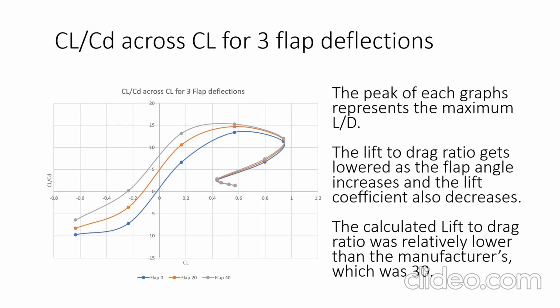If we look at the CL over CD across the three flap deflections, these three graphs shown here show the flaps at 0, 20, and 40 degrees, and the peak of each graph represents the maximum lift over drag. The lift to drag ratio gets lowered as the flap angle increases, and the lift coefficient also decreases. The calculated lift to drag ratio was relatively lower than the manufacturer's, which was 30 for the reference.